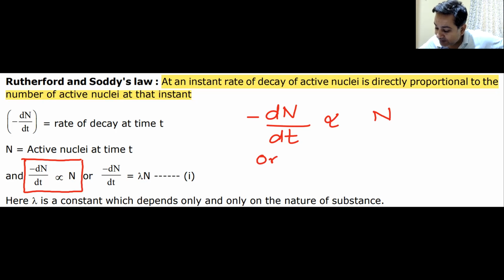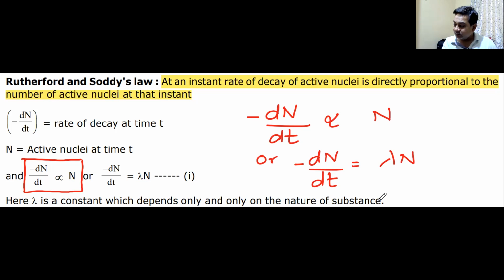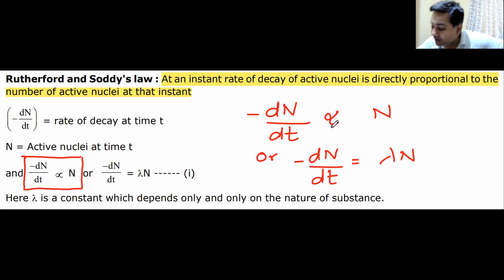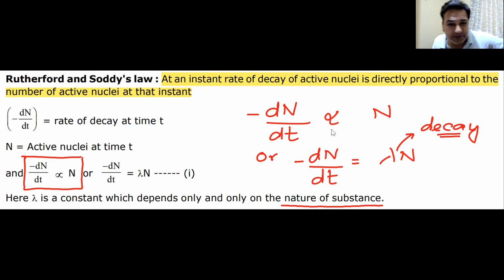I can write it as minus dN by dt equal to lambda N, where lambda is a constant, and this constant is known as the decay constant. It only depends on the nature of the substance. If it is thorium, it will be different. If it is uranium, it will be different. If it is radium, it will be different. Do you understand this?